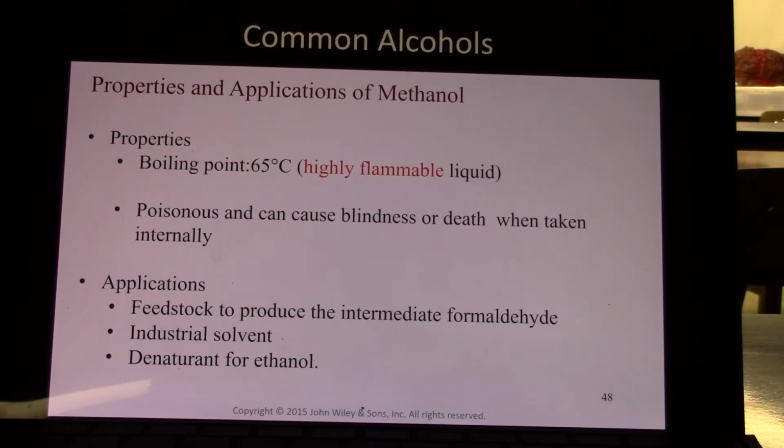Applications. It is a feedstock chemical to produce formaldehyde. It's a good industrial solvent, and we use it to denature ethanol. When we say denature, what we mean is ethanol is being sold, but whoever is selling or buying it doesn't want to pay the drinking tax on drinkable alcohol. And so a poison is purposely added so no one can drink it, and therefore it's no longer drinkable alcohol, and therefore it's no longer taxed as drinkable alcohol. So denaturing ethanol is literally poisoning it on purpose so that you don't have to pay taxes on the alcohol as if it was drinkable.